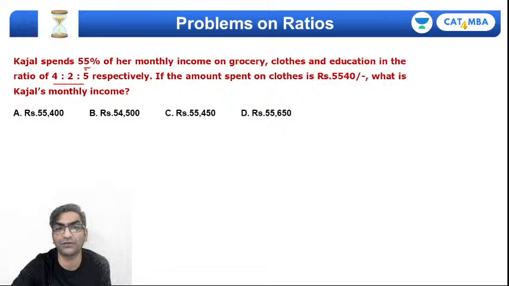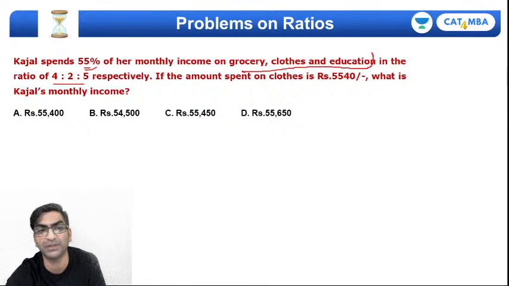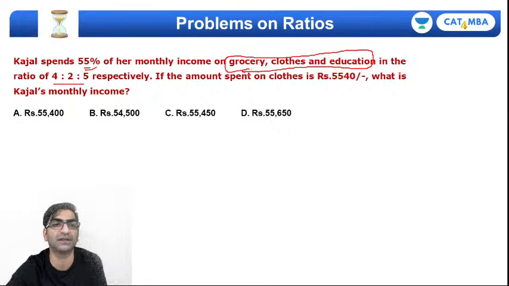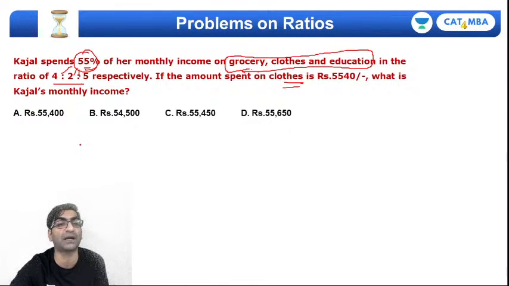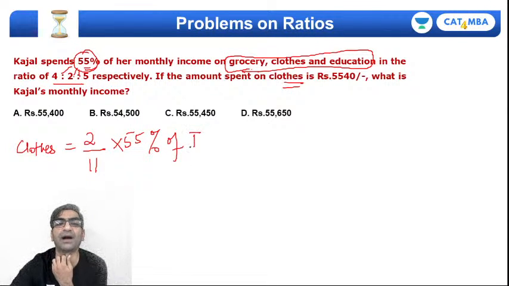Right? So she spends 55% of her income on these three things, which means the remaining money that she has is 45%. Okay, I know that. That 55% gets split in this ratio. So what I can do is calculate the allocation to clothes. Remember allocation, parts of a whole. Clothes corresponds to 2 parts out of a total of 4 plus 2, 6, 6 plus 5, 11. So clothes will correspond to 2 parts out of 11 parts in total in 55% of the income I.